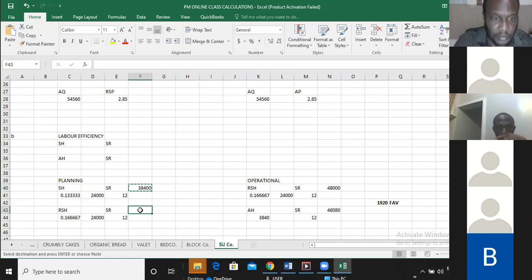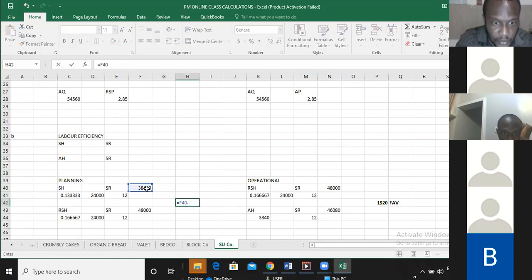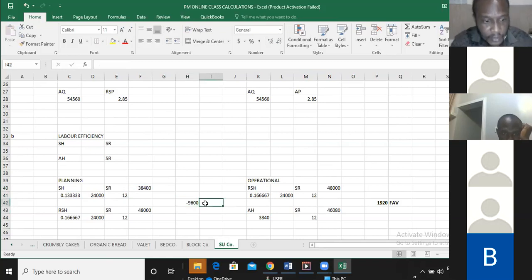All right, so that should do what we want. And then we can come and do our variance. Where are we putting this? So we can shift it a little bit. So shift it there. And that will be equal to this one minus this one. And you're looking at adverse. So 9, 6, adverse. Is that fine? Yes.